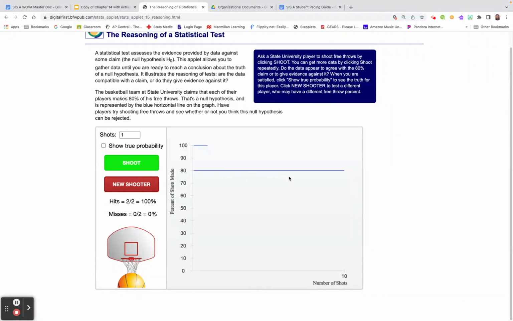This horizontal blue line at 80 is my claim. So right now I'm well above my claim. So we'll shoot a third time. Now I'm 3 for 3, so I'm still at 100%. And at this point, you may be wondering if my claim is true, and maybe I'm actually more than an 80% free throw shooter.